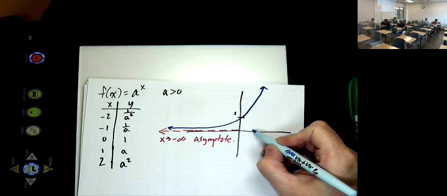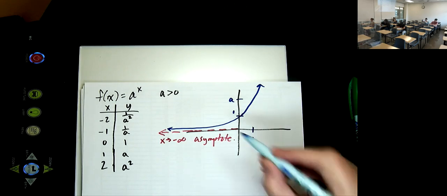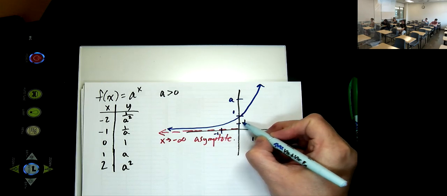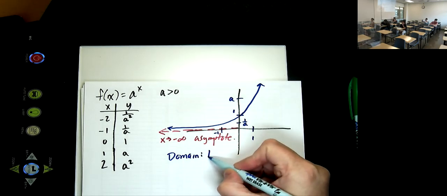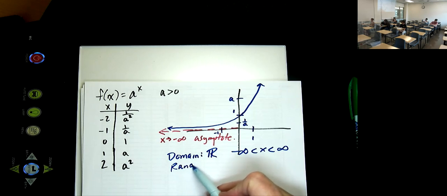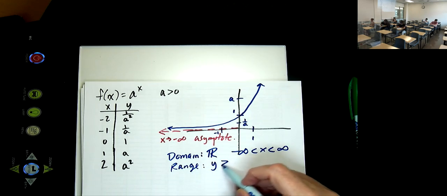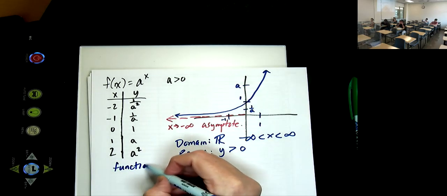And wherever this is 1, this value is a. Where we have -1, this is 1 over a. So the domain is all real numbers. The range, y has to be greater than 0. Not even equals 0. We never have an equals. And this function is increasing and continuous everywhere.